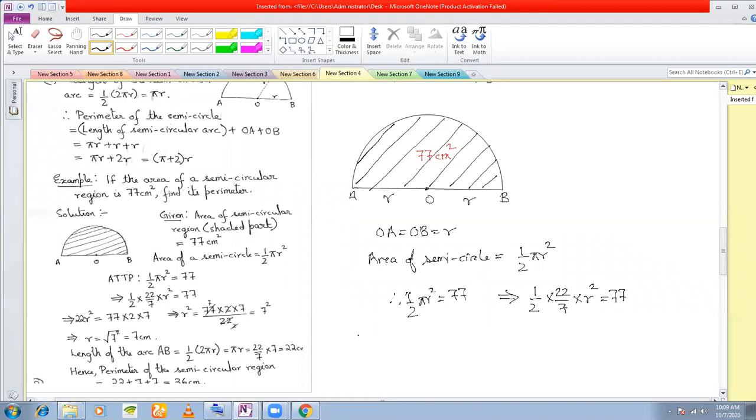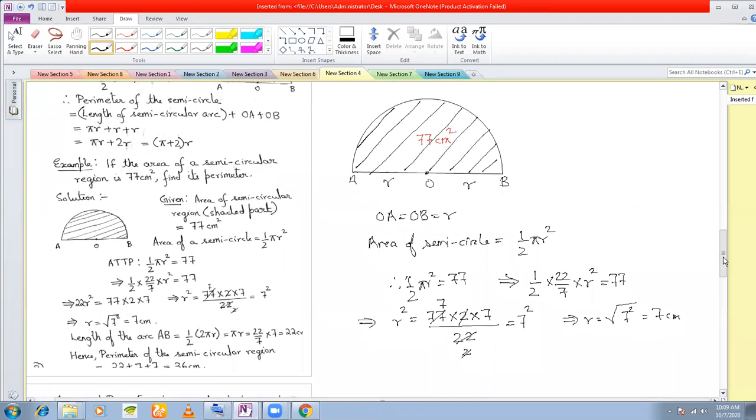So you get 7 square. That means r is equal to square root of 7 square, which is 7 centimeters. So the radius you have got is 7 centimeters.